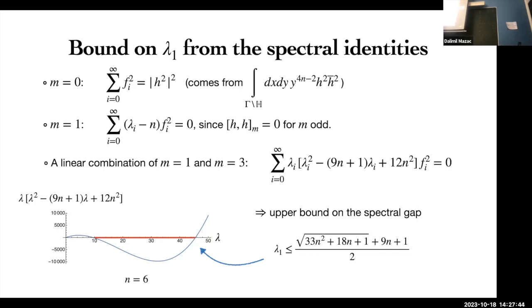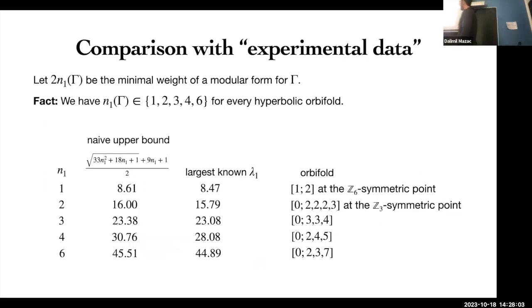There has to be at least one eigenvalue here, so lambda one is at most this upper edge. You can just compute explicitly what this upper edge is. It's this number depending on n. Okay, so does this kind of make sense so far? Okay, and now you just compare this with the experimental data.